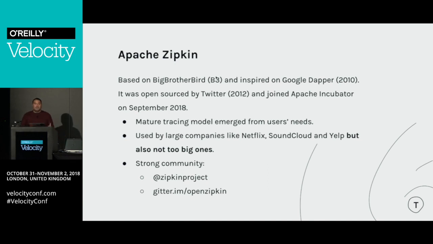Key points of this is that it has a mature tracing model that emerged from users' needs, right? Zipkin is not a vendor. It's mainly open source. And it's used by large companies like Netflix, SoundCloud, Yelp, and by not so big ones. There are small companies already using Zipkin as well, like Typhon, for example. It has a strong community. Most of the work in Zipkin is volunteering, so it gives a very nice feeling of open source.